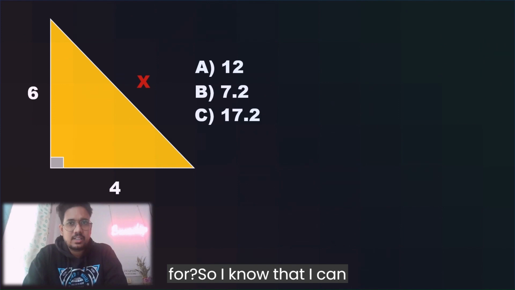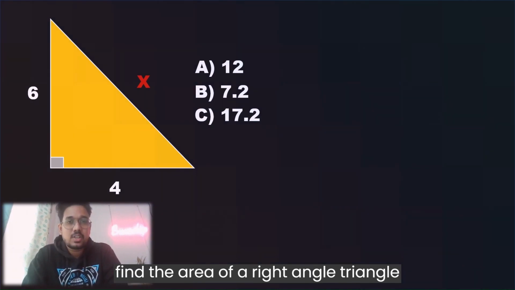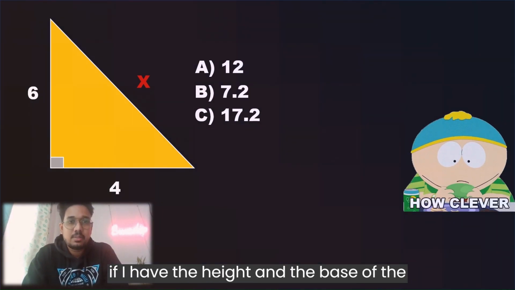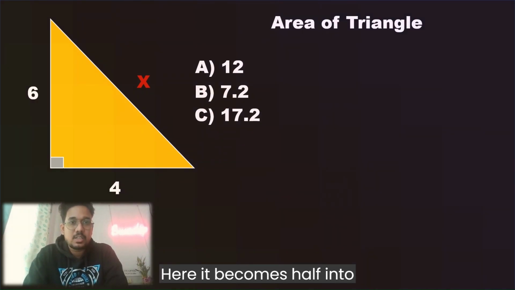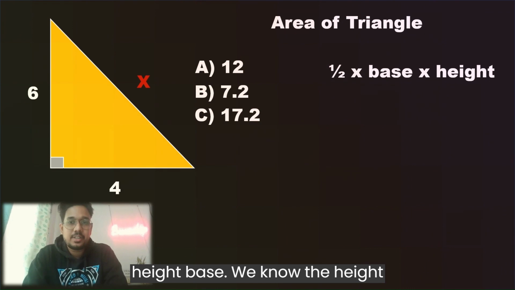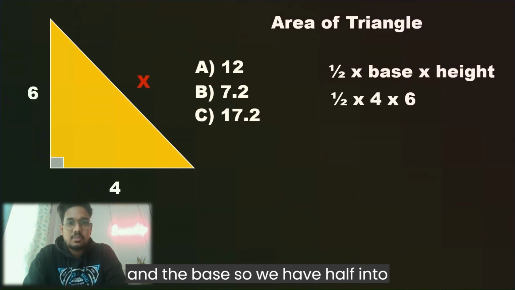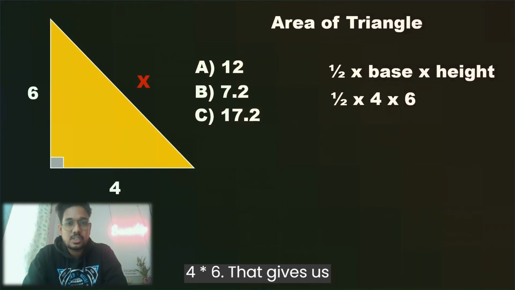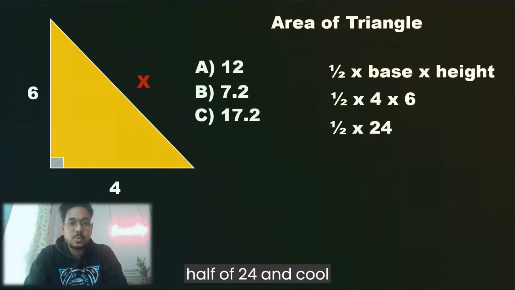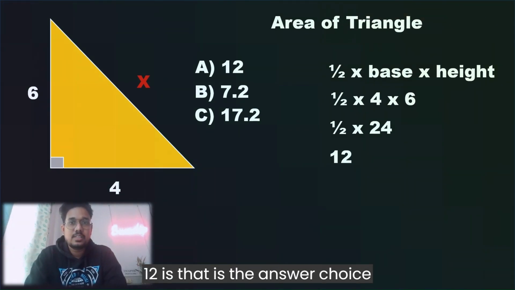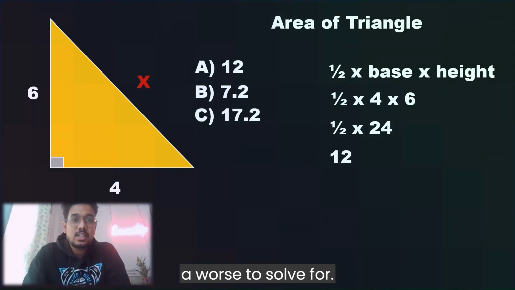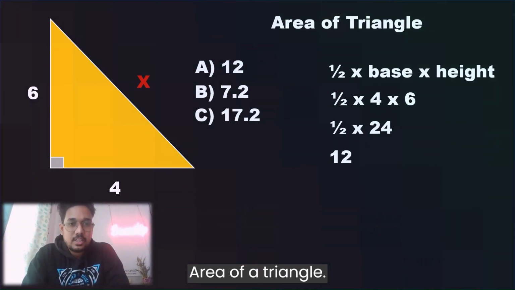So I know that I can find the area of a right angle triangle if I have the height and the base of the triangle. So the area of the triangle here becomes half into height into base. We know the height and the base, so we have half into 4 into 6, that gives us half of 24, and cool, that gives us 12. So the answer choice 12, that is the answer choice A, was to solve for the area of a triangle.